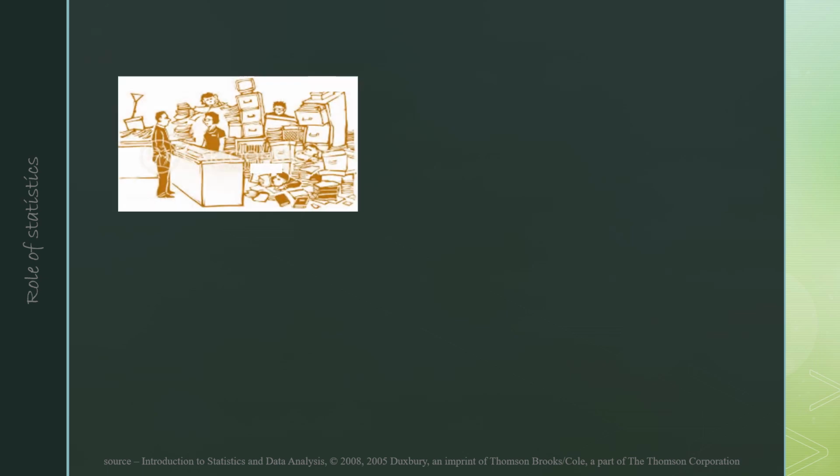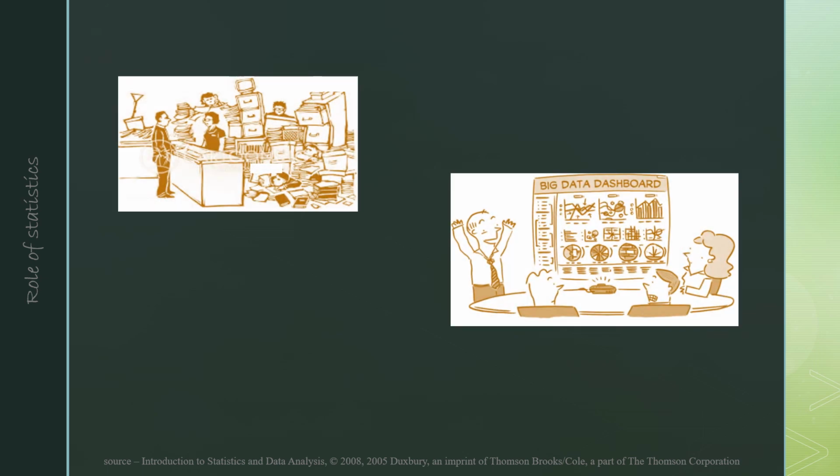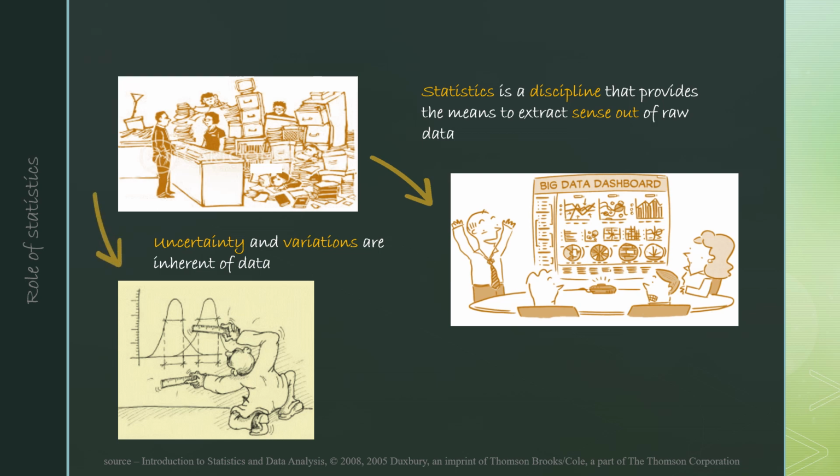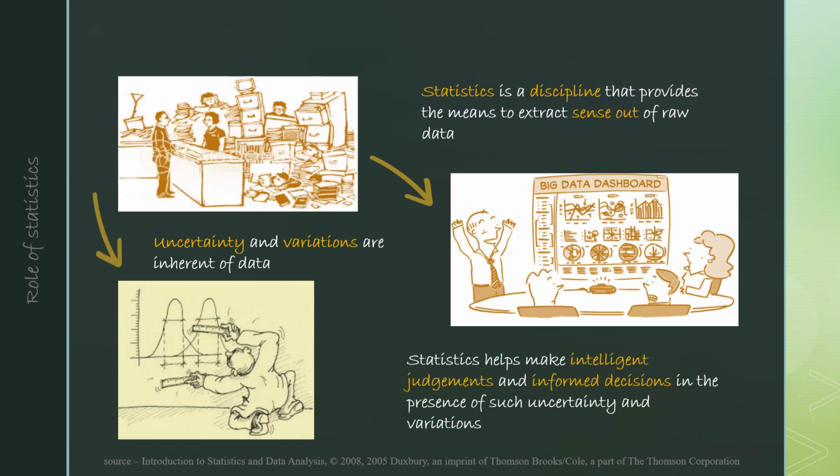Availability of huge amounts of data as such gives no advantage unless one can make sense out of that data. Statistics is a discipline that provides the means to extract the sense out of raw data. Uncertainty and variations are inherent of data. Statistics helps make intelligent judgments and informed decisions in the presence of such uncertainty and variations.